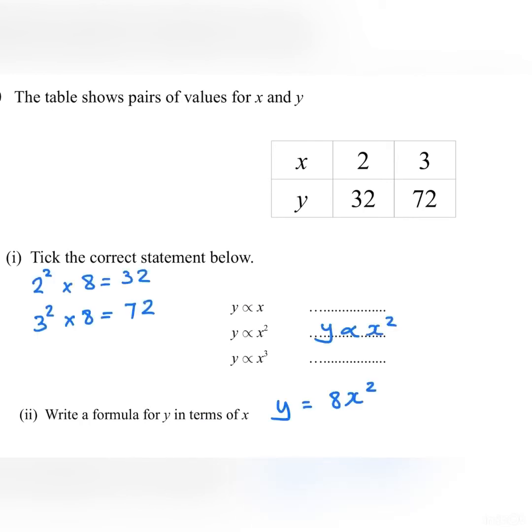Okay, so here is the answer for this question. If you square the 2 and times by 8, you get 32. If you square the 3, which is 9, and 9 times 8 is 72. So y is directly proportional to the square of x. And then the formula would be y equals 8x squared.